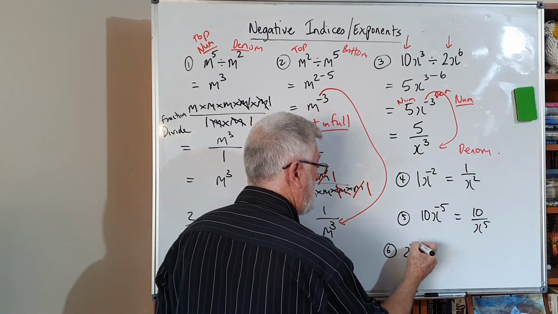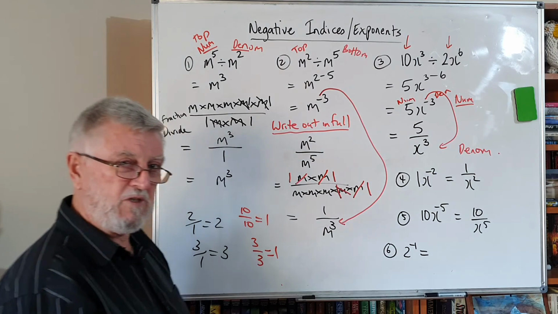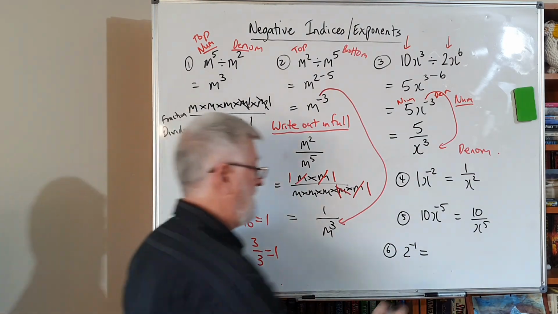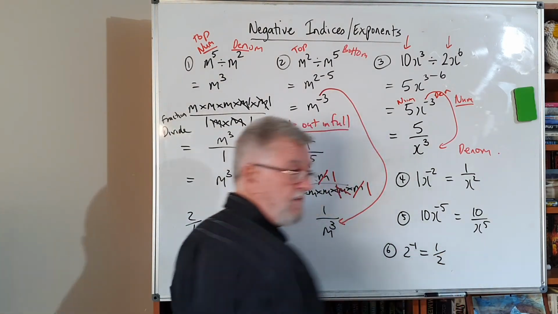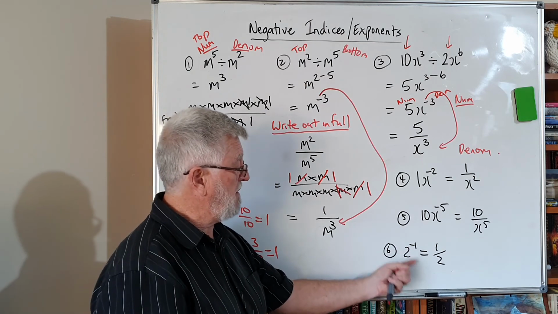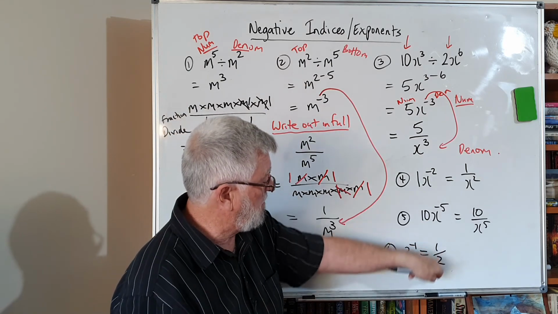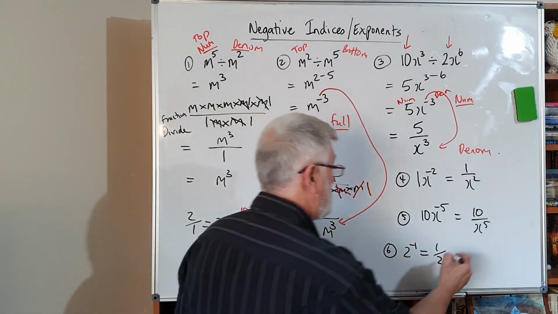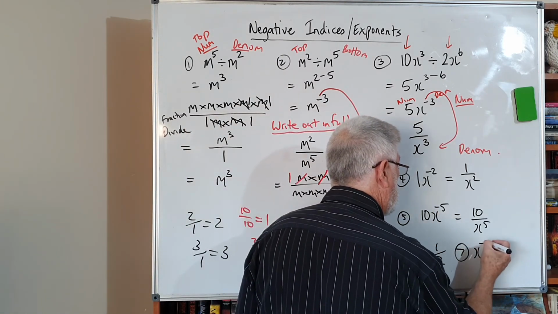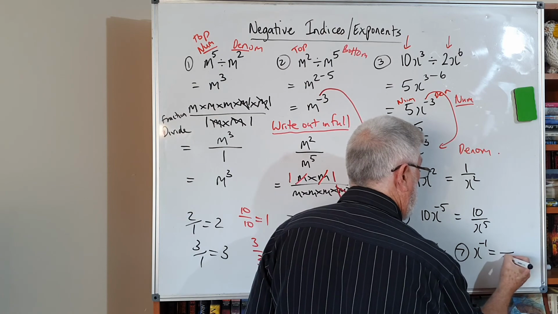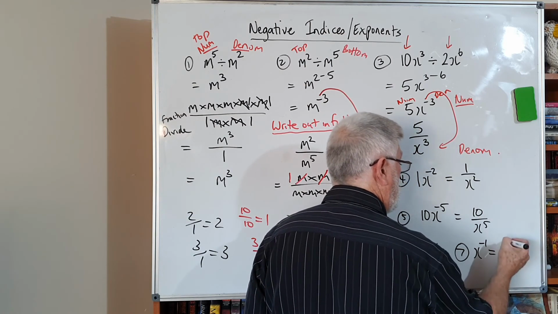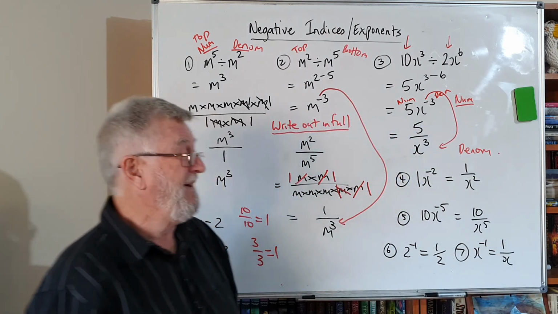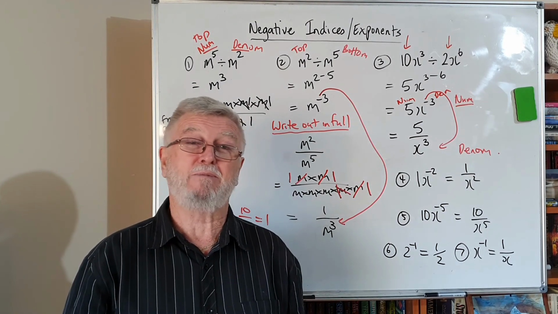If I had 2 to the minus 1, all it means is move the 2 to the denominator. So that becomes a half. 2 to the minus 1 says move the 2 to the denominator. And remember, we don't have 0 on top, we have 1 on top. So if I had x to the minus 1, that means move the x to the denominator and leave a 1 on the top, not 0. Oh, probably too much. I hope it helps.